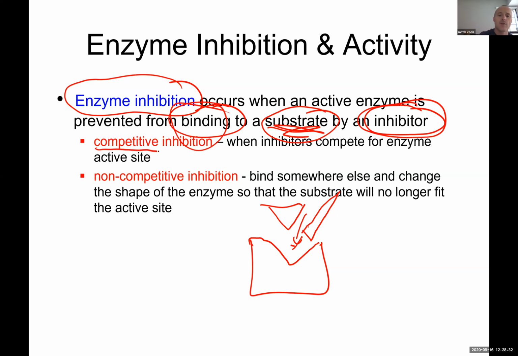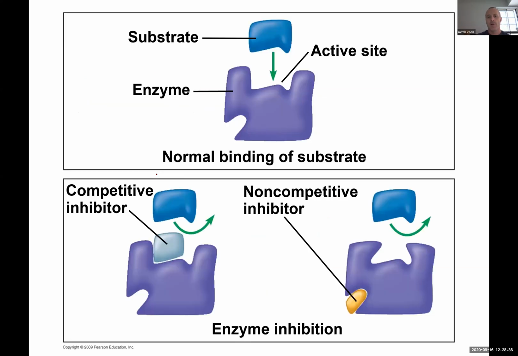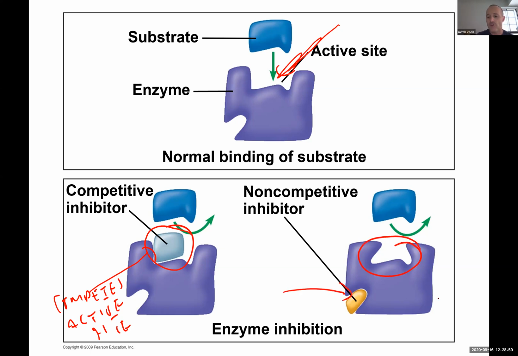Now, there are two types of inhibition that I will teach you, competitive and non-competitive. Competitive inhibition means that it competes with the active site. Competitive competes with the active site. Non-competitive inhibitor basically binds to another region on the enzyme and it changes the active site. Changes the active site.